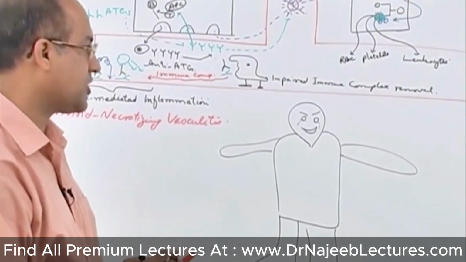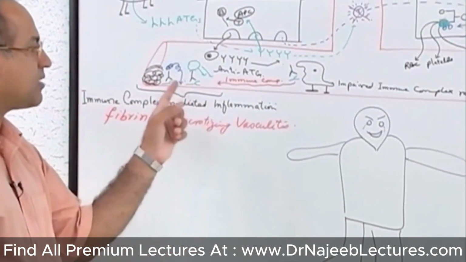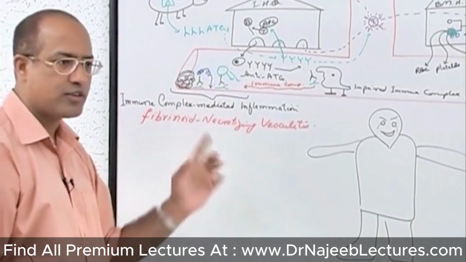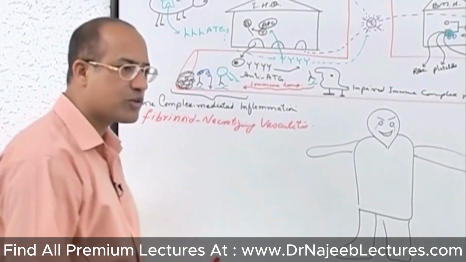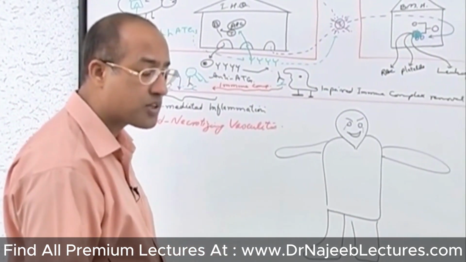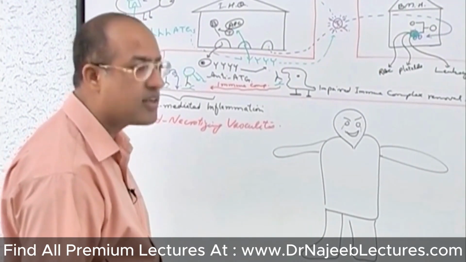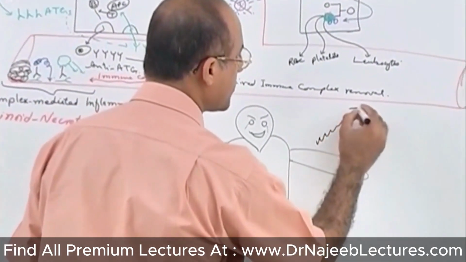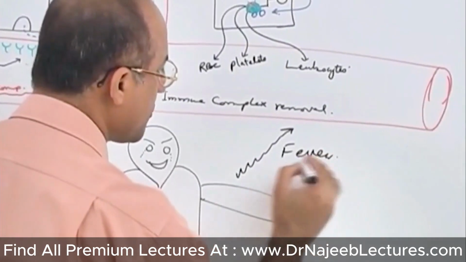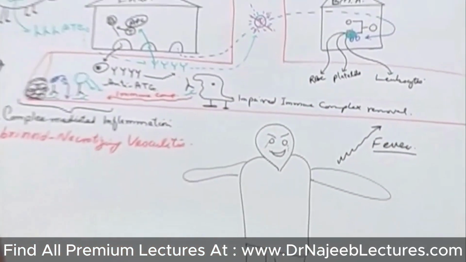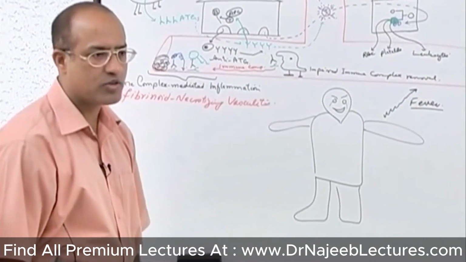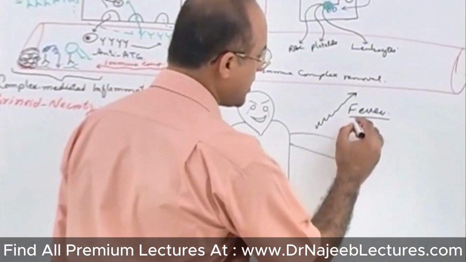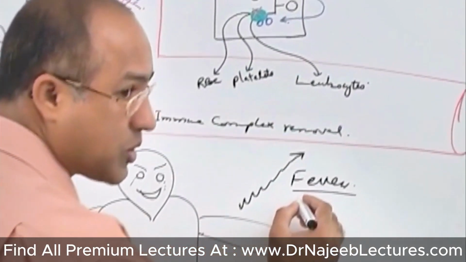What will happen to this patient? Number one, all over the body, in multiple areas, a lot of immune complexes are deposited, a lot of white cells are stimulated, so a lot of cytokines are produced, especially interleukin 1 and tumor necrosis factor. They will go to the hypothalamus and they will produce, what is this? Fever. So after the injections of ATG, about 10 to 15 days, the patient will start fever.